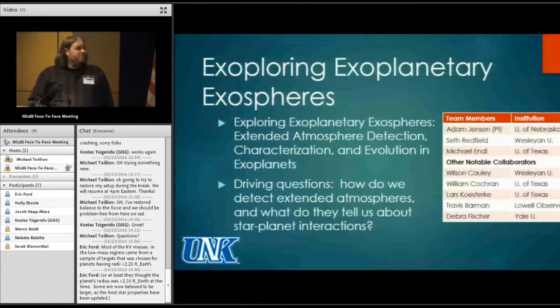As Don mentioned, we are one of the smaller teams. Officially, on my XRP proposal that was selected, these were the team members: myself, Seth Redfield, and Mike Endel. The most notable of our other collaborators is Wilson Colley, who's actually the only member of the team who's here, and so he's sort of an official team member now. We added him for NExSS purposes. He's done a lot of great work on some of the things I'm going to talk about.